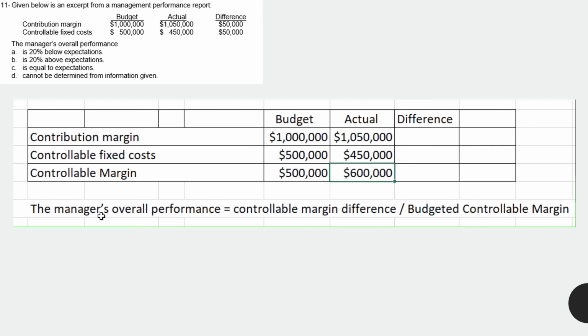We're told that the manager's overall performance equals the controllable margin difference, so the difference in these two numbers, divided by the budgeted controllable margin. So in this case, it is 20% above expectations. That is, they earned 20% more controllable margin than was expected.